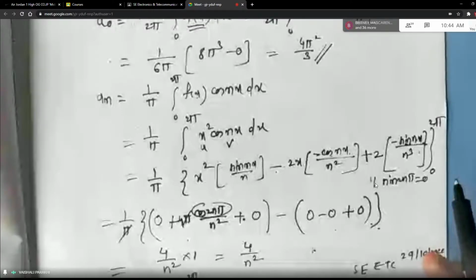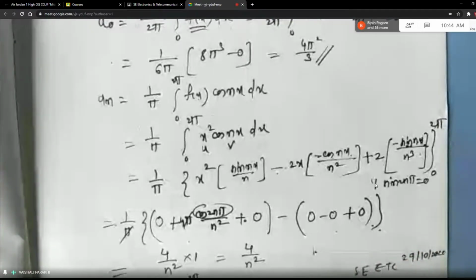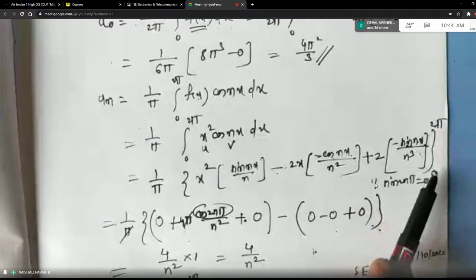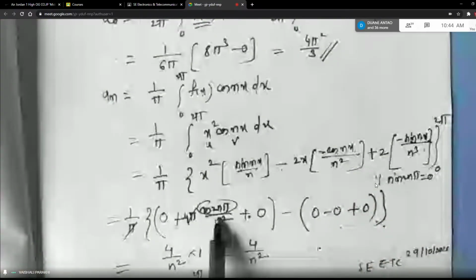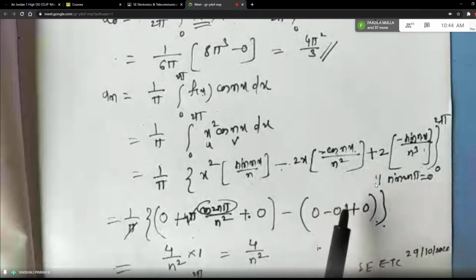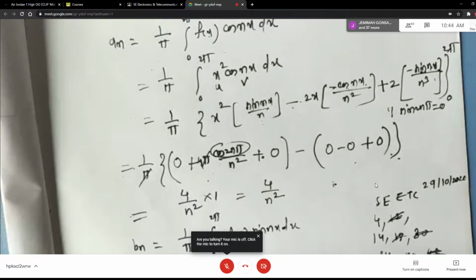Now keep in mind that sine of 2n pi is 0. Sine of n pi is basically 0, students, where n is an integer. So the first and last terms will be 0 for both the upper and lower limits. Only for the upper limit does the middle term exist. Here cos of 0 is 1, but because of this x, the middle term for the lower limit also becomes 0. Then cos of 2n pi is 1 because minus 1 raised to an even number is positive 1. And we got the answer for an as 4 by n square. So we stopped at this step, students, last time, right?